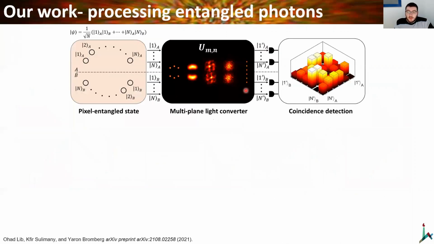However, we know that for quantum applications, entanglement is a crucial component, and our contribution was to really develop a multiplane light converter and show that it can transform and really process entanglement as well. So this is basically our scheme. We have at the input a pixel entangled state, a 2-photon state that is entangled in the spatial degree of freedom. We then pass this entangled state into a multiplane light converter, and finally, of course, detect the correlations at the output, to see that we indeed succeeded in implementing our unitary transformations.